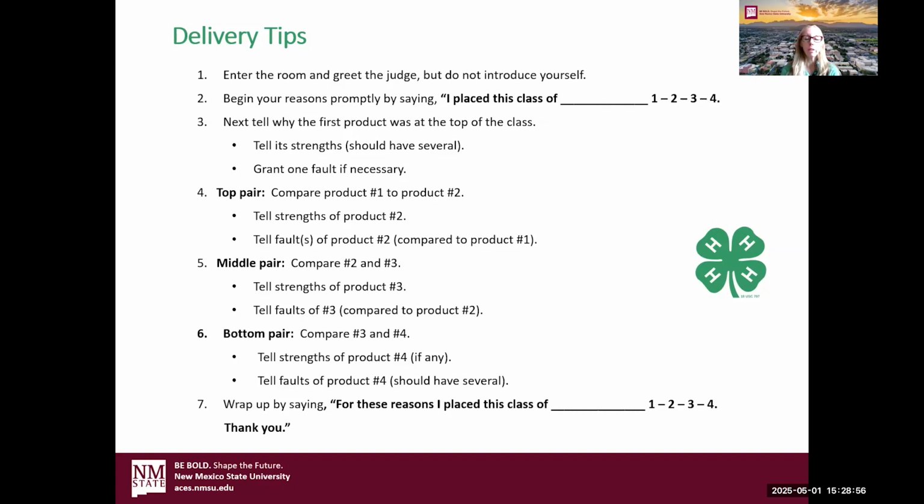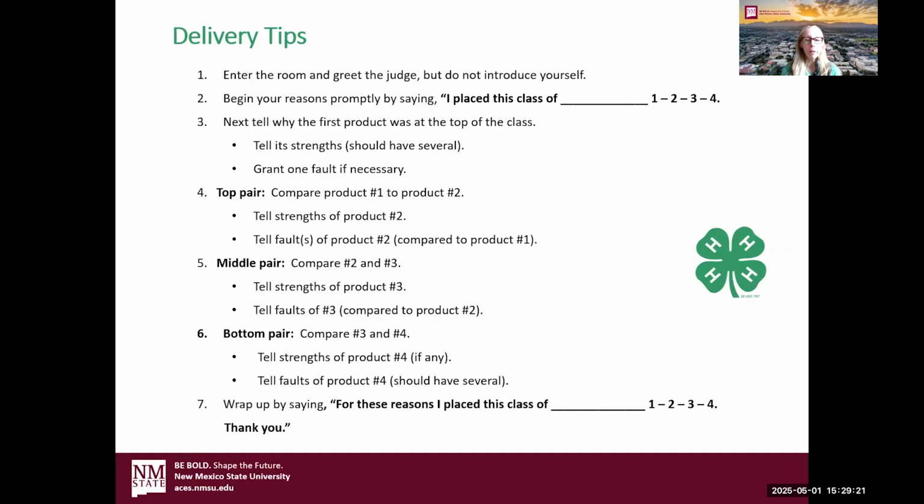Next, tell why the first product was at the top of the class. Tell its strengths, and there should be several because it is at the top of the class. Then you'll mention one fault if there are any. There may not be any, but if there is, you'll want to mention it just to let that judge know that you did observe that, but it was not sufficient to place that individual any lower.